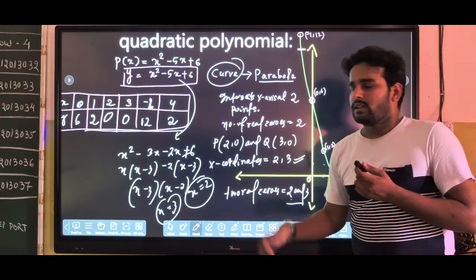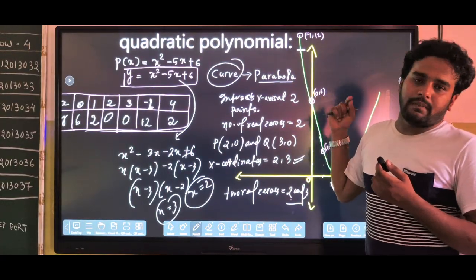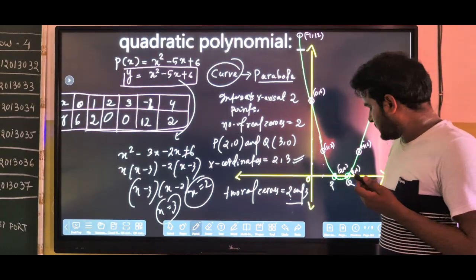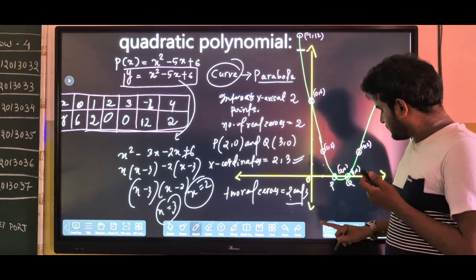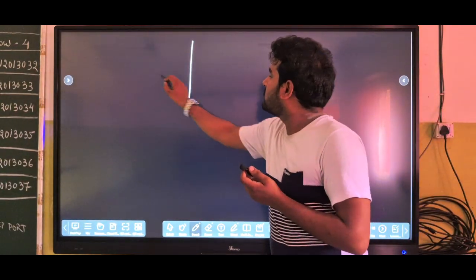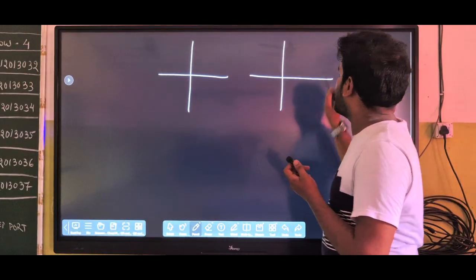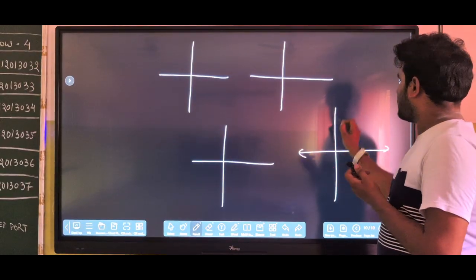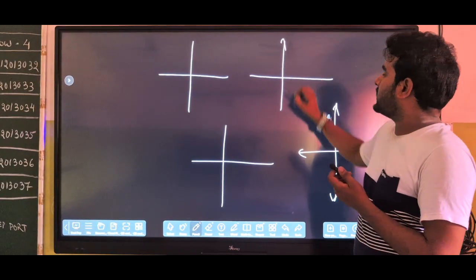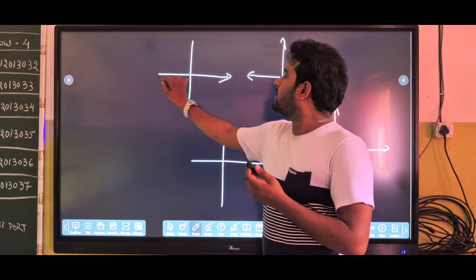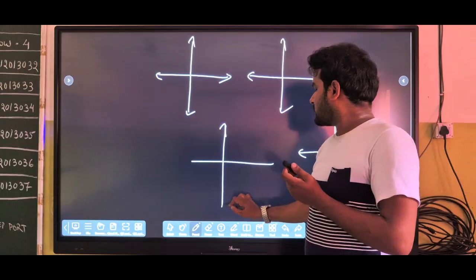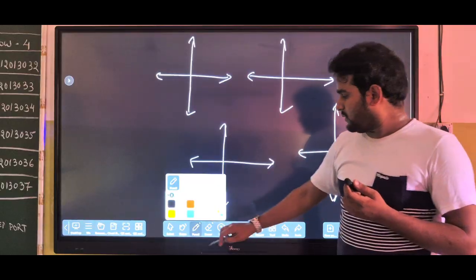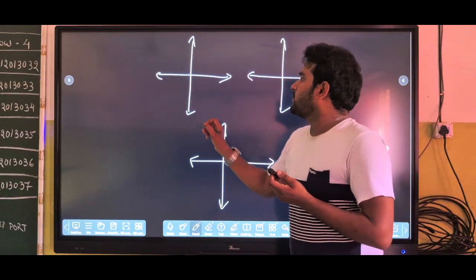This is also one lab activity. Okay, let us extend the graph. Means different names, different situations we will understand. So let me draw different types of parabola and we will find out the number of zeros. So I have drawn the Cartesian coordinate system. I will draw different types of parabola. We will name them and also find out the number of zeros.